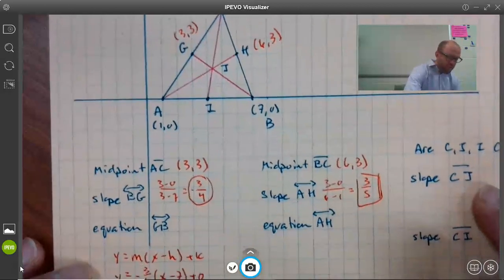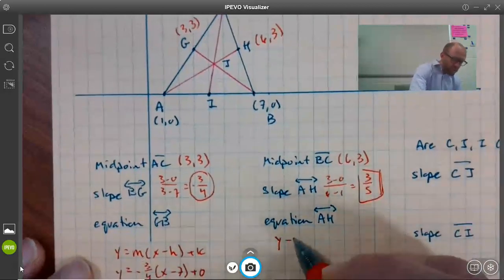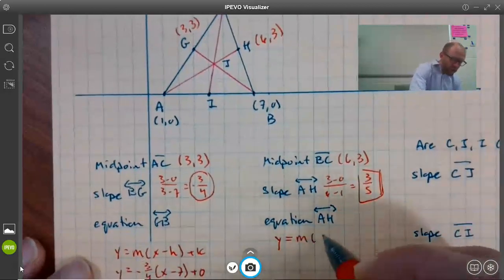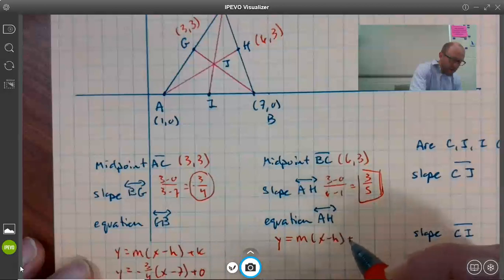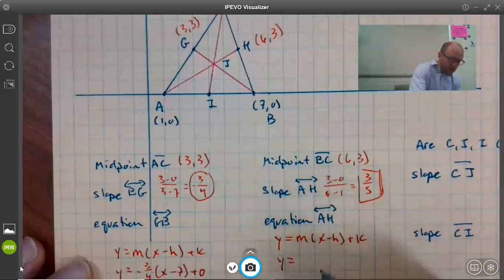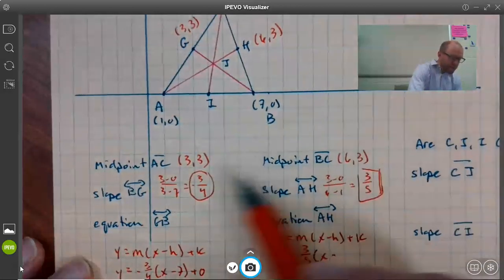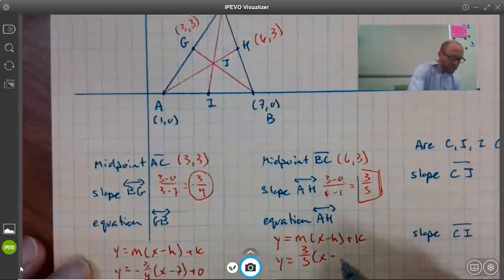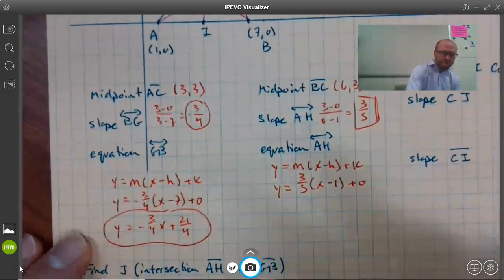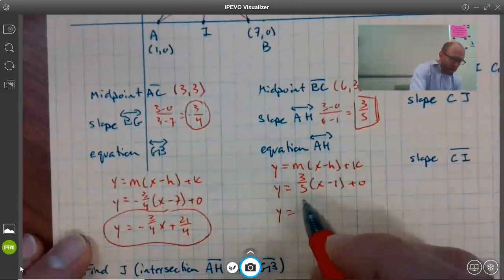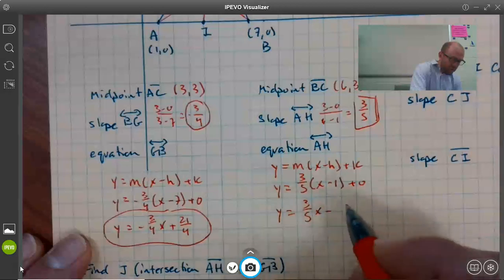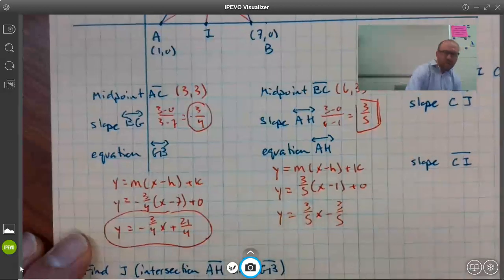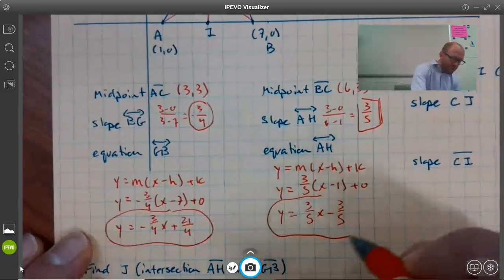Slope is 3/5. So our equation is y equals m times x minus h plus k, 3/5 times x minus, got to pick a point. I'm going to pick this one, again, because it has a 0 in it. It just makes it easier. 1 plus 0. So that's y equals 3/5 x minus 3/5. So there's our equation there.